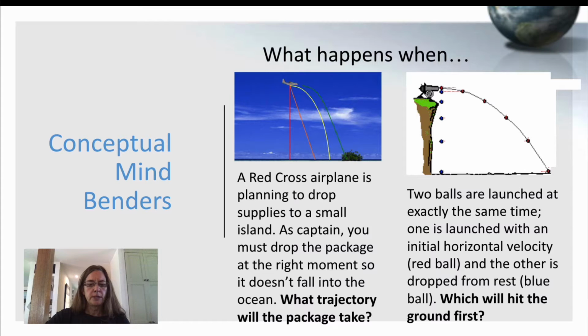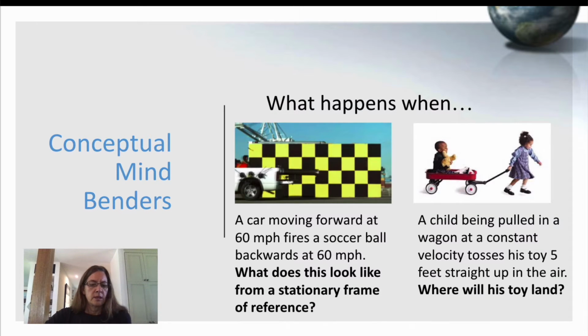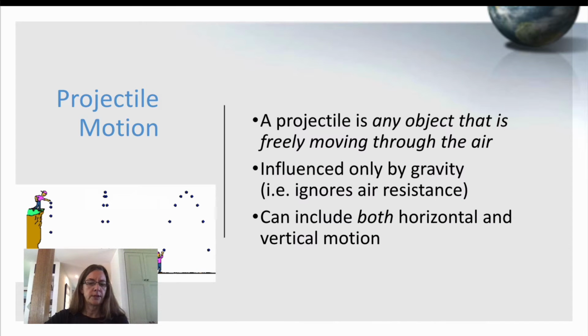So we explored a couple of scenarios this morning. A Red Cross airplane that's dropping supplies on an island, or two cannonballs that are launched at the same time. One is launched with the initial horizontal velocity and the other is dropped straight down. As well as a car that's moving in one direction and projecting a soccer ball out the back in the other direction. A child being pulled in a wagon who tosses his toy up in the air. So what all of these scenarios have in common is that they include both a horizontal and a vertical component of motion.